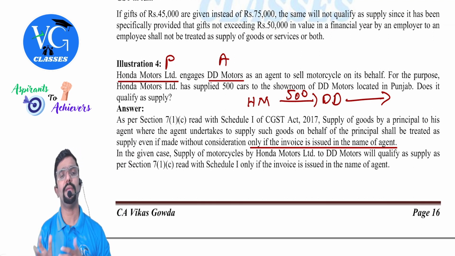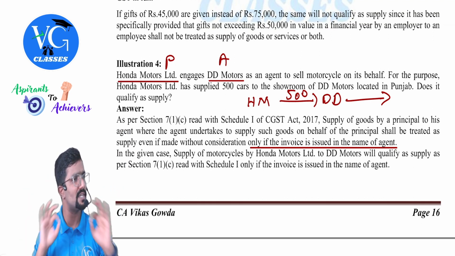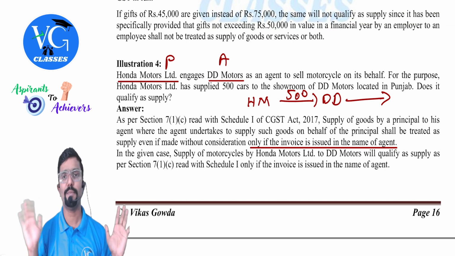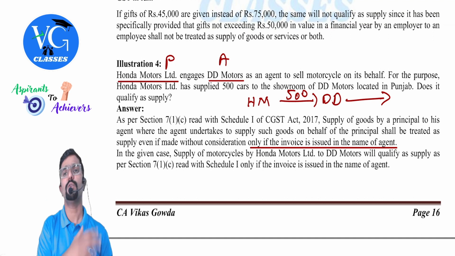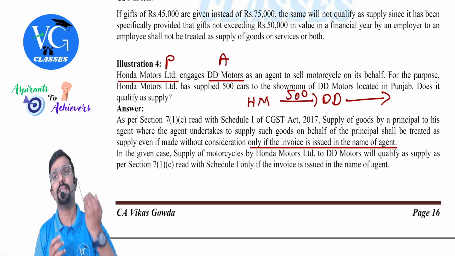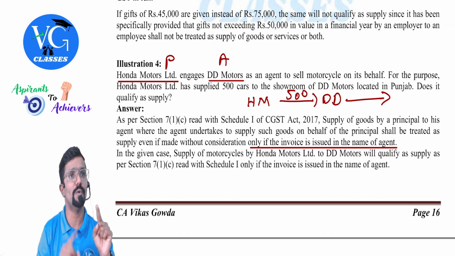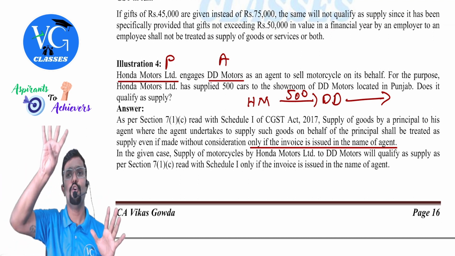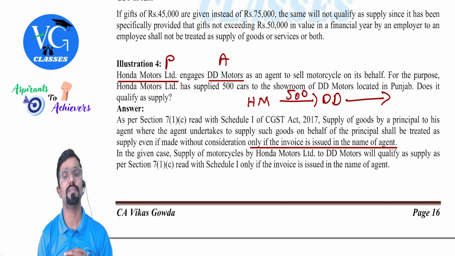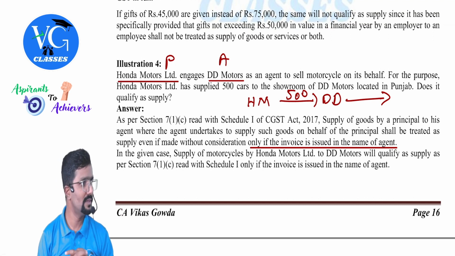Then 7(1)(b): import of service for a consideration. That's all. Stop there. Purpose is not mentioned. Then 7(1)(c): they told activities even without consideration are supply. But did they mention which activities in 7(1)(c)? No. They told us to refer to Schedule 1. When I referred to Schedule 1, there are 4 activities which, even without consideration, are a supply.